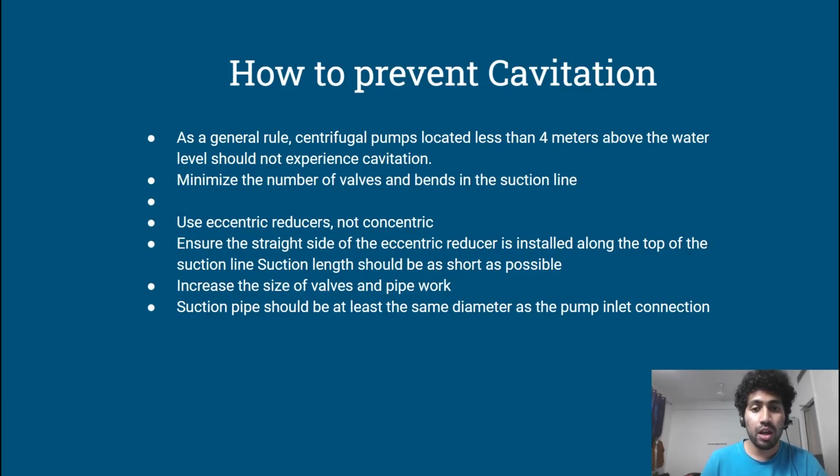Suction length should be as short as possible. We can increase the size of valves and the pipe work. Suction pipe should be at least the same diameter as the pump inlet connection.